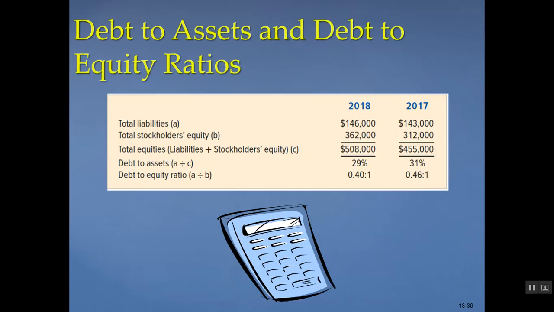Here's the debt to asset ratio and the debt to equity ratio for the company that we've been looking at. Each year, less than 1/3 of the company's assets were financed with debt, and the amount of liabilities per dollar of stockholders' equity declined. So the debt to asset ratio is 29%: 29% of their assets are financed by debt, therefore 71% are financed by equity in 2018. And the debt to equity ratio means that for every dollar of equity, they have 40 cents in debt.